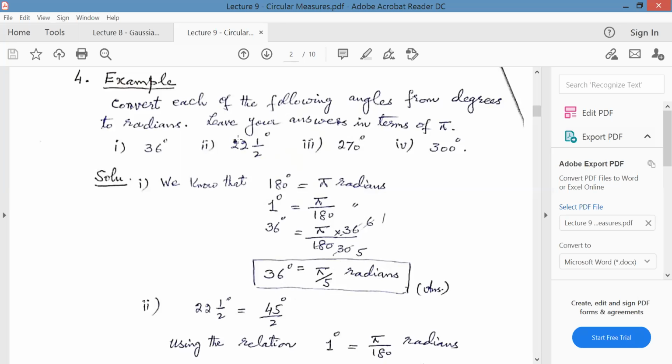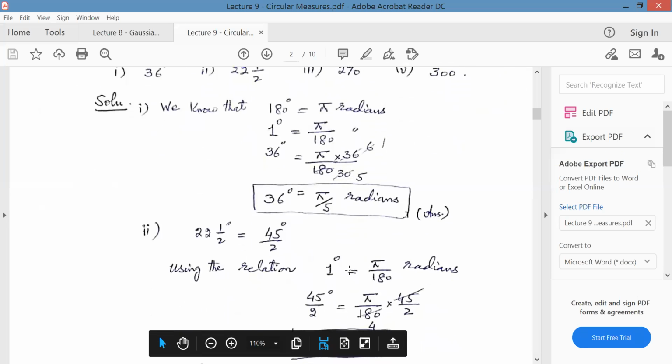Similarly, let me take the example of the next one, 22 and a half degrees. You multiply this 22 by 2 to get 44 and you add 1. You should know how to simplify this. So it is 45 by 2 degrees. This will become 45 by 2.